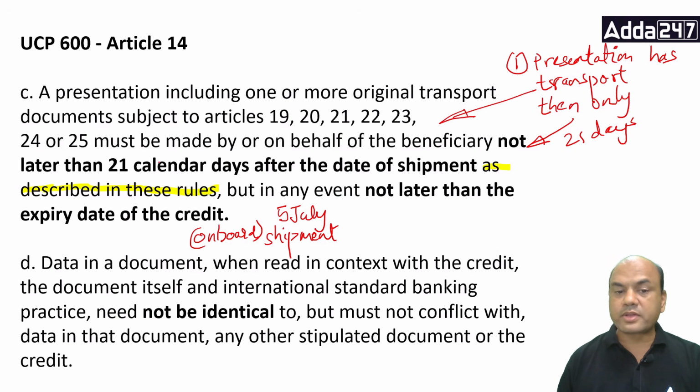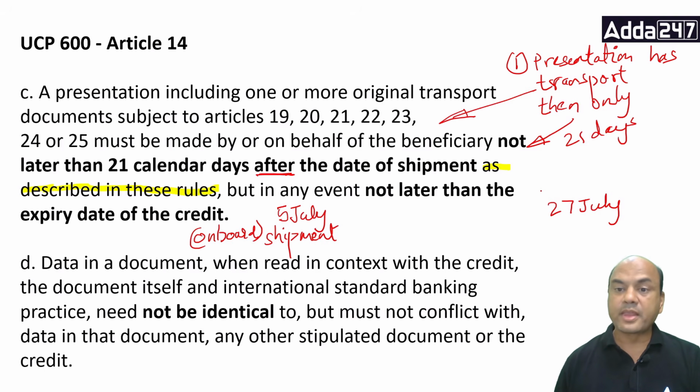So I have 21 calendar days after the date of shipment. So I will leave this 5th July and start from 6th. 6th to 16th, 16 to 26, and then 27th July. Up to 27th July, I can present the document.